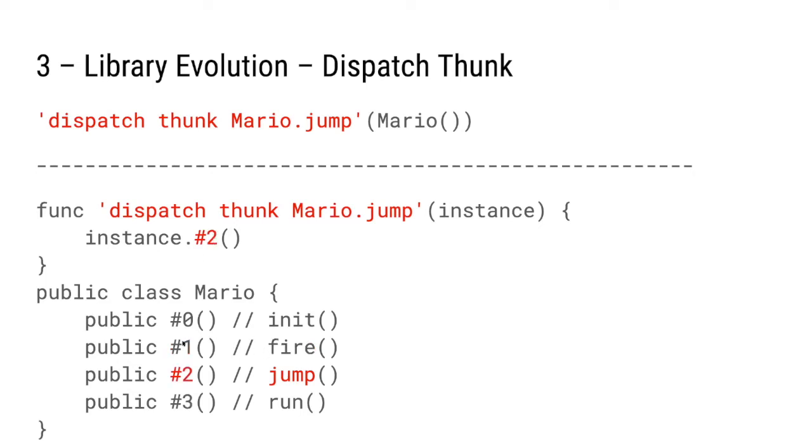And here I added a new method, fire, and while compiling, the compiler will generate a dispatch func with the very same name. So my application will just call that, but the vtable index will be updated to 2. So the game is going to work as expected.